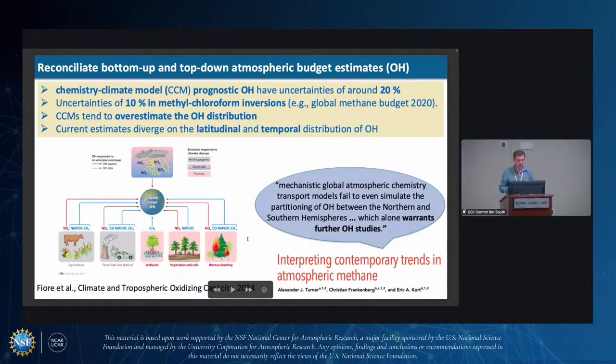Chemistry climate models do overestimate OH, they have larger uncertainties, and people have been using methyl chloroform inversions instead. We tend to even disregard chemistry climate models, even though they represent a prognostic OH, representing all of these different processes, including many chemical reactions. And so we want to reconcile those estimates. There are also issues on the latitudinal and temporal distribution of OH, which I'm going to get into.